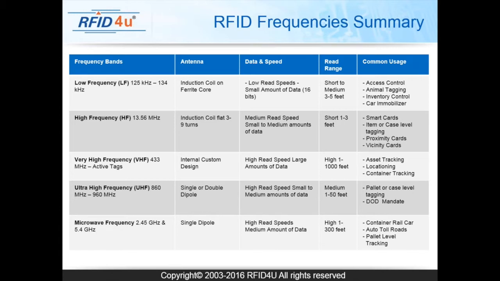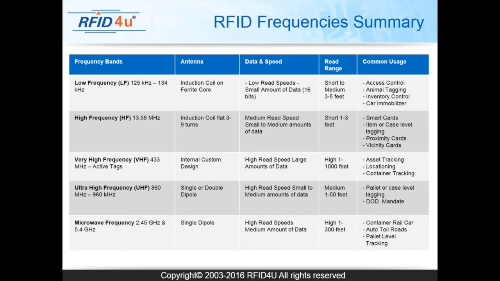And then we have the ultra-high frequency, which is the most common in the United States, which gives us high read speeds and small to medium amounts of data, and it's used for pallet and case level tracking, part of the DoD mandate. And this is, once again, a frequency range.